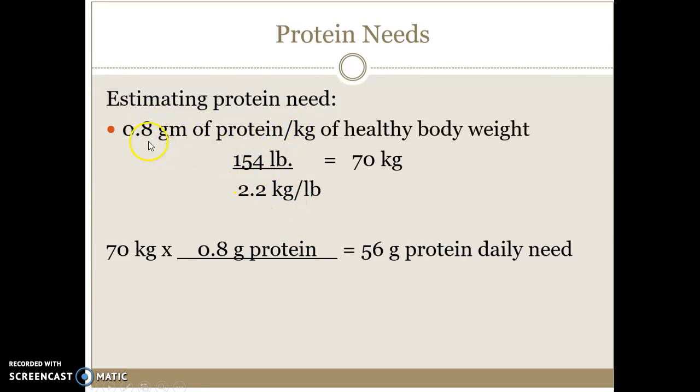Here's the way to determine your protein needs. Just take 0.8 times your kilogram body weight, multiply those together to get how many grams. So this person at 154 pounds converts to 70 kilograms. You can convert pounds to kilograms by dividing by 2.2. So now we have determined that they have a 56 gram need every day.